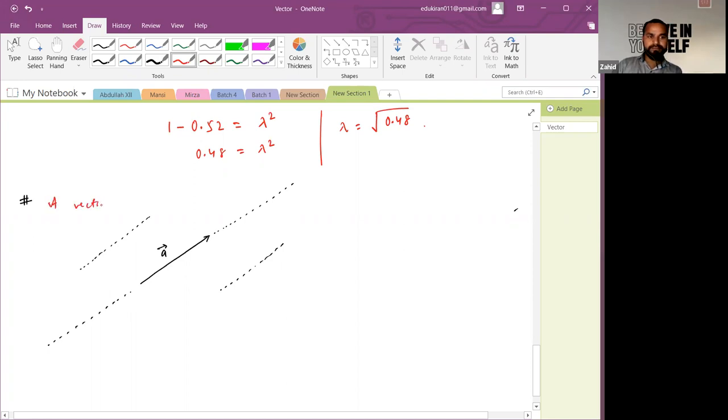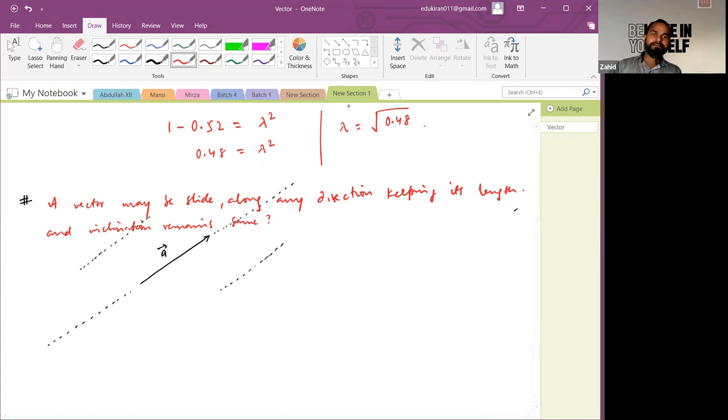A vector may be slid along any direction, keeping its length and inclination the same. Is it clear? Yes, sir.